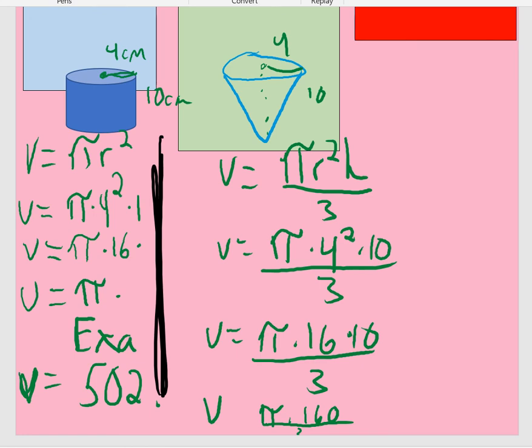So if it said, what is your exact answer? We could leave it like this. Or you'd simplify 160 pi over 3. All right?